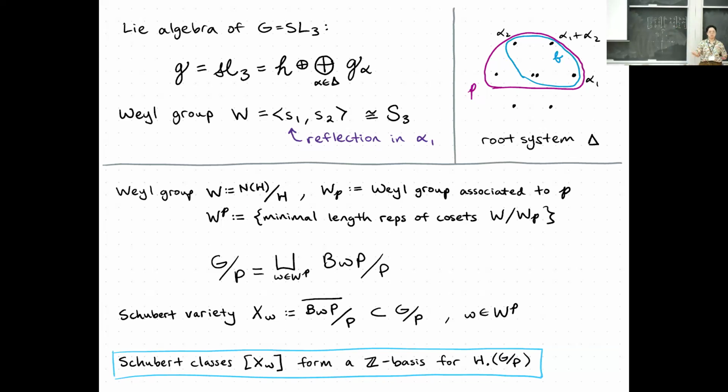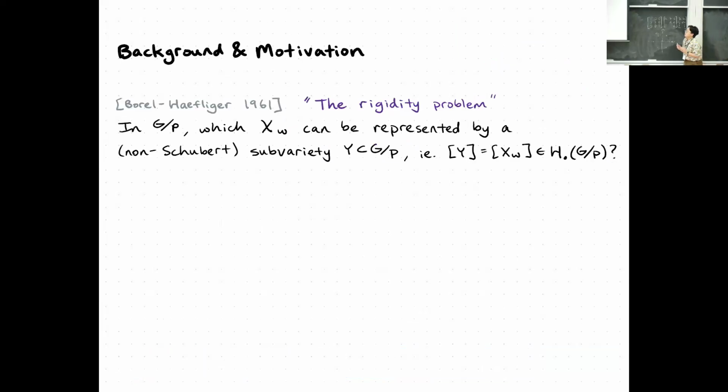Okay, any questions on the intro bit before I keep going? All right. So I'll give a little background and motivation for the question I'm currently working on. In 1961, Borel and Haefliger posed this question: in a G mod P, which Schubert varieties can be represented by some other subvariety? Meaning I have some other subvariety in my G mod P, I take its homology class, and it's equal to the class of the Schubert variety. This is sometimes called the rigidity problem. If this is not possible for a Schubert class, you might call that class rigid.